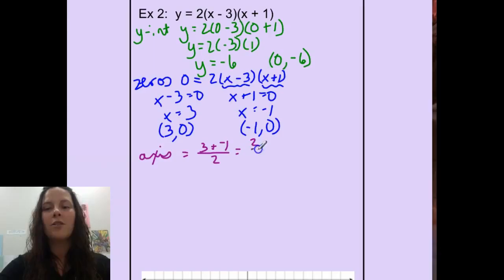3 minus 1 is 2, and 2 divided by 2 is 1. So x equals 1 is our axis of symmetry. Once we have that, we can finish finding the vertex by substituting that 1 back in for x and solving for y.